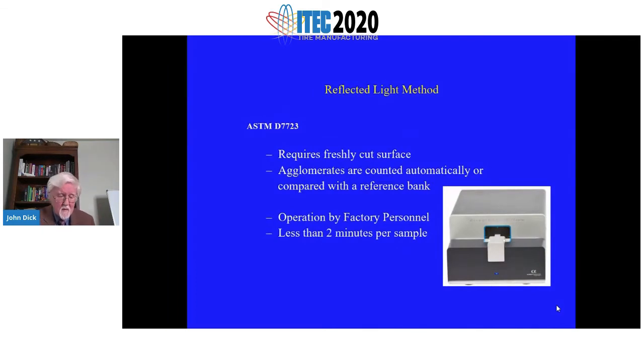ASTM D7723 is a relatively new procedure. It is built on the Dispersion. The Dispersion has been used in the industry for quite a while now, and we're standardizing the method in which we use the data and how we record the data and make our measurements. Next slide.